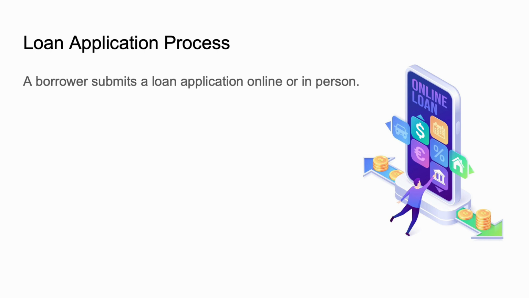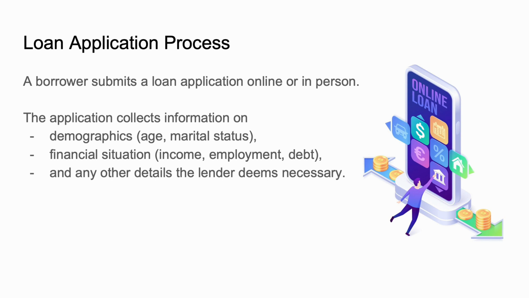Let's begin with the loan application process. The loan application process starts with the borrower submitting an application. The application encompasses information about the borrower, including demographics such as age and marital status, financial situation such as income, employment, and debt, and any other details the lender deems necessary.